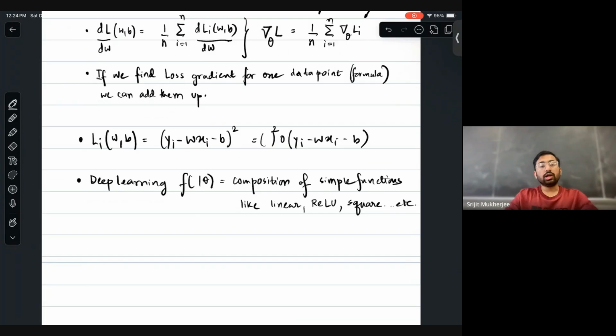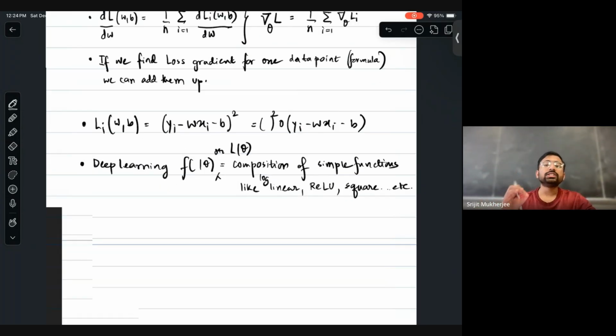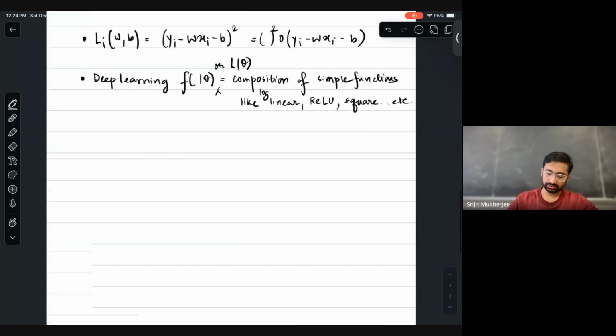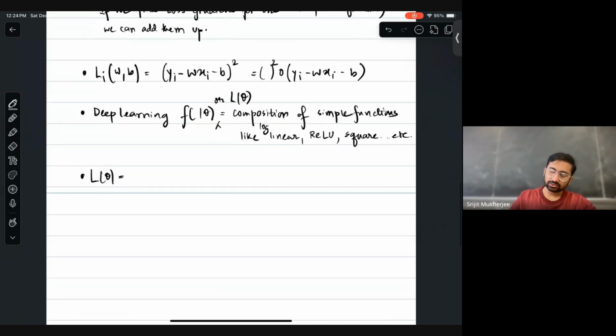Okay, the loss function is also simple, logarithmic or loss. So the fundamental idea is that it's a composition of multiple functions. The final loss is a composition of multiple functions. In this case, you can see it's a composition of this and squaring.